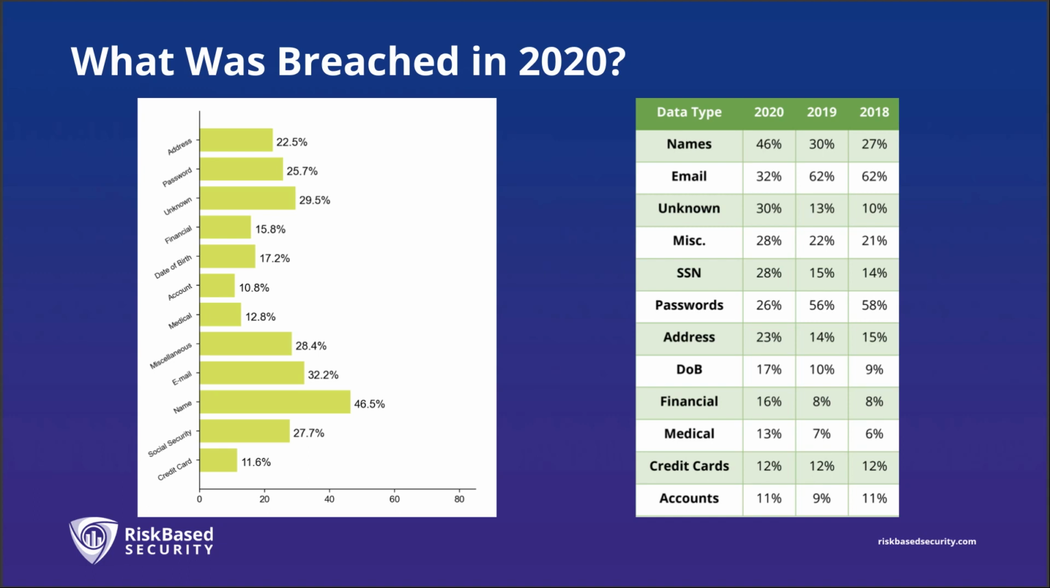But what I do want to draw everybody's attention to is that third bar on the line, that unknown bar coming in at almost 30%. And this, again, is, I think, the effect of the pivot to different types of attacks in 2020. Because 30% for an unknown data type associated with a breach is pretty high, especially compared to prior years, which you can see in the chart, or the table on the right.